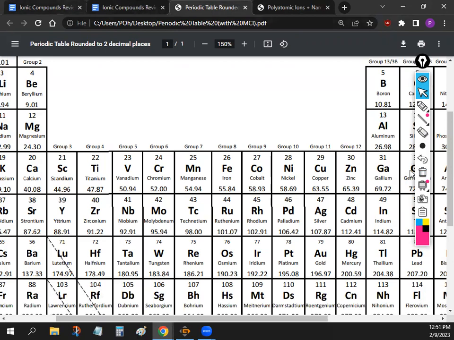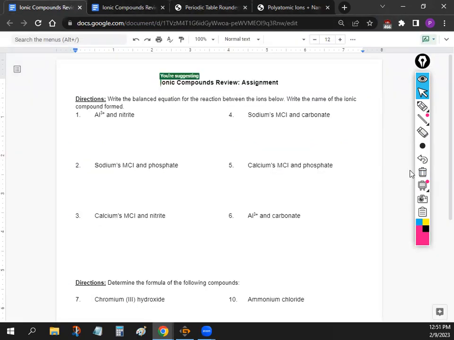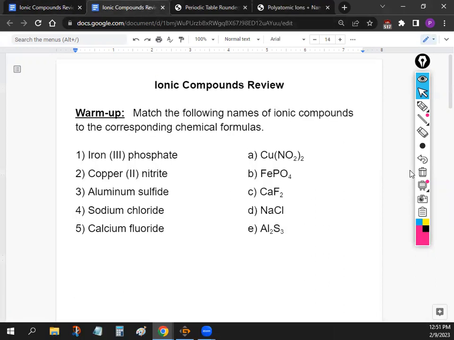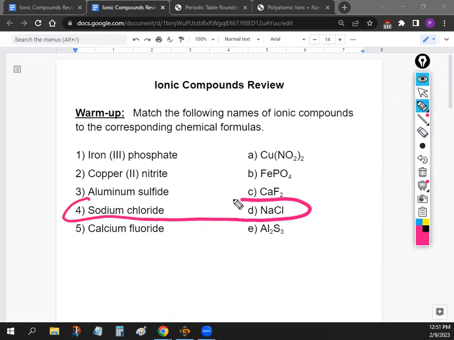Number 4. Sorry, folks, it was the wrong place. Number 4, sodium chloride. Now, I know Mr. O has talked about this one at length because it's perhaps the least obvious. The name sodium doesn't start with Na, right? So I'll show you how to find that one in case you didn't recall. So 4 matches to D.